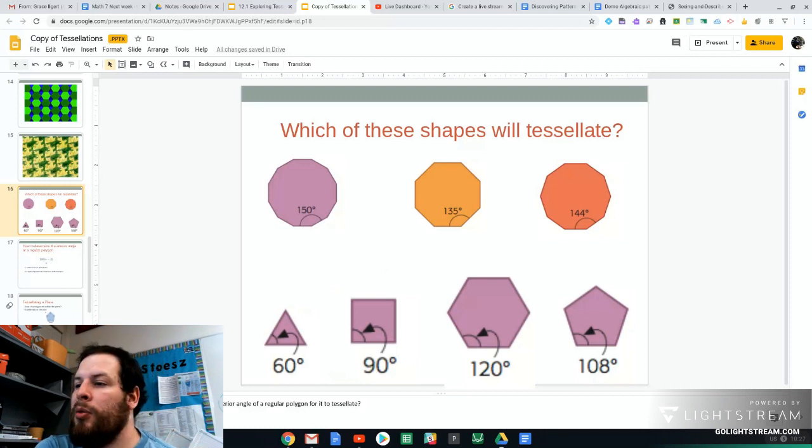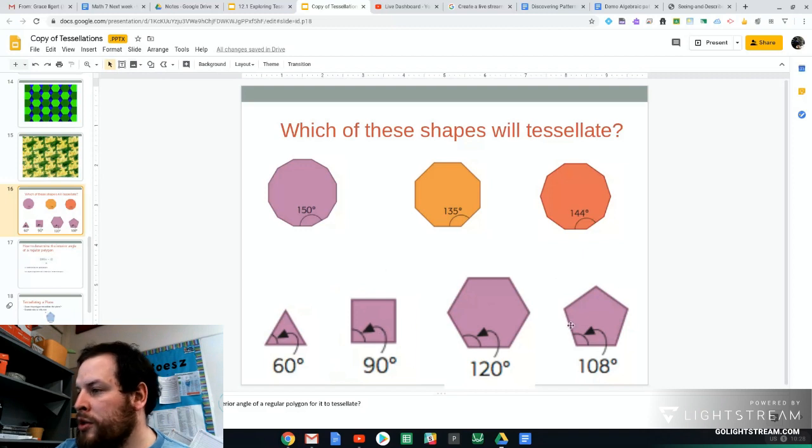So a triangle will tessellate the plane. We know squares will tessellate the plane because if you have 4 squares, that adds up to 360. So that's going to tessellate the plane. Here we have hexagons, which is 120. So 3 of these will add up to 360. So that's going to tessellate the plane.